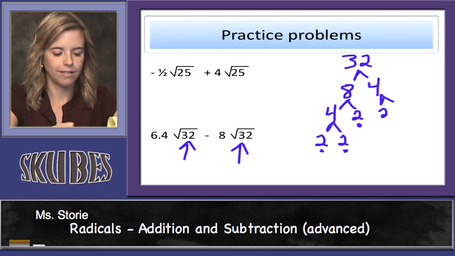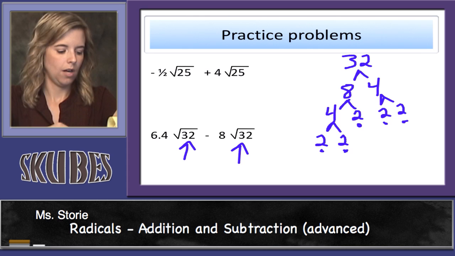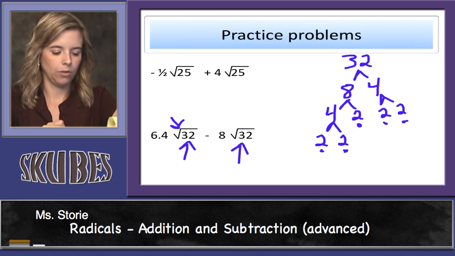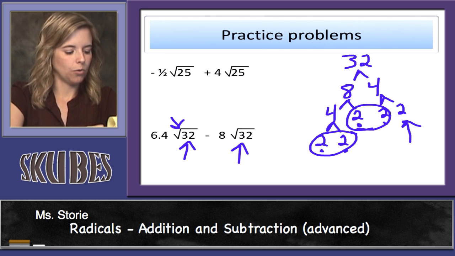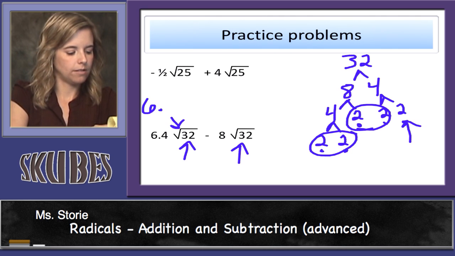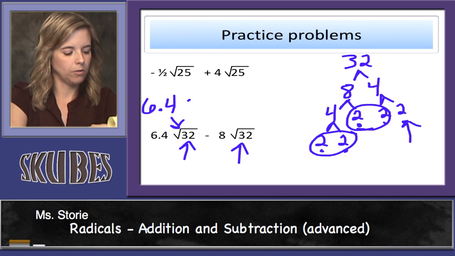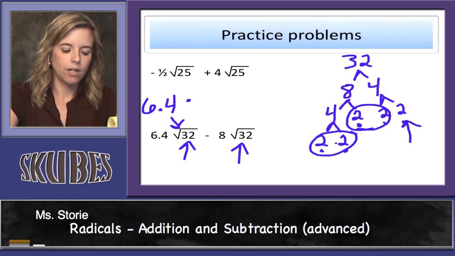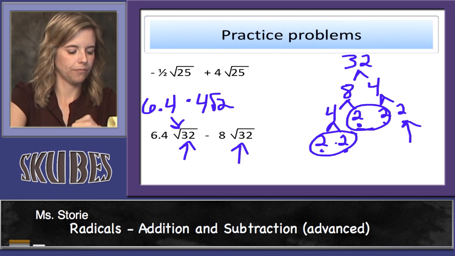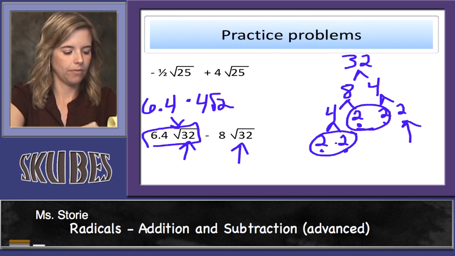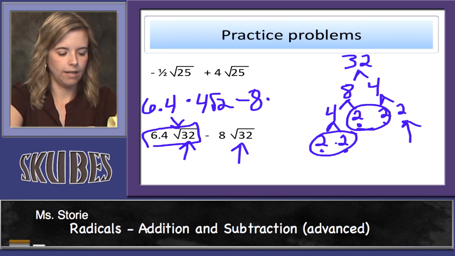And then this guy out here still needs to be broken, 2 and 2. The index isn't written, it's assumed to be 2. We're looking for pairs. I have a pair of 2's, a pair of 2's. Lovely, and the poor little lonely 2 is left over. So your radical 32 is actually going to be 6.4, and then you're going to multiply it by 2 times 2, because we have 2 sets of 2, so that's 4 radical 2. That's for this section right here. Then we're going to subtract the original 8 times another 4 radical 2.